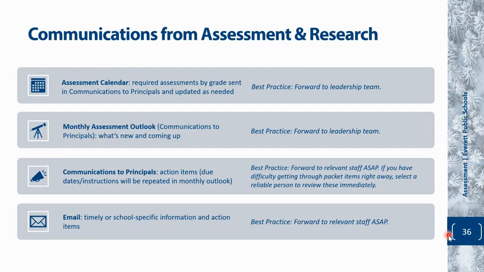The only other communications to principals that I send have action items in them. They're usually instructions and things like that. I'll try and repeat them in brief in the monthly outlook or put a link to them. But the best practice is that you forward them as soon as possible. And if you're having trouble getting through those communications to principals, it's probably a good idea to assign someone else to take a quick peek at them in advance of when you read it, just to be able to say, oh, hey, there's a thing and it's timely. Pick someone you trust. That's my recommendation.